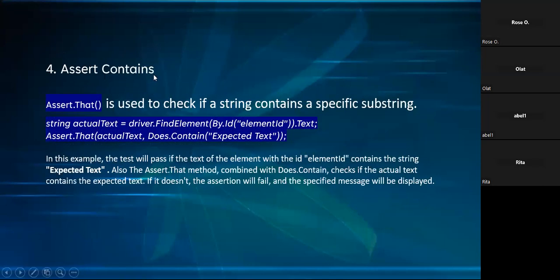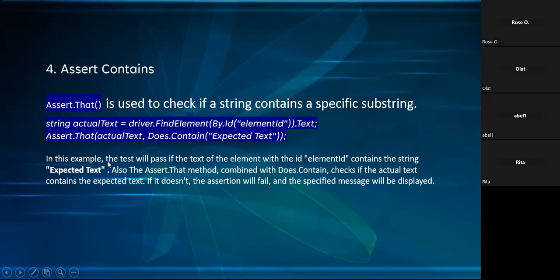Number 5, assert contains. Assert contains is used to check if a string contains a specific substring. The string variable actualText is equal to driver.FindElement by any of the locators, either ID, name, or CSS, .Text. Then Assert.That(actualText, Does.Contain("expectedText")).